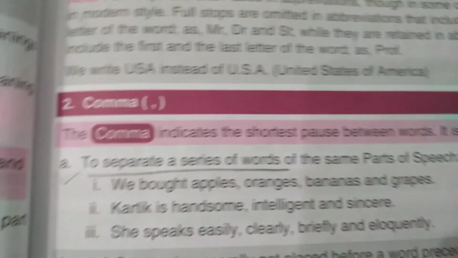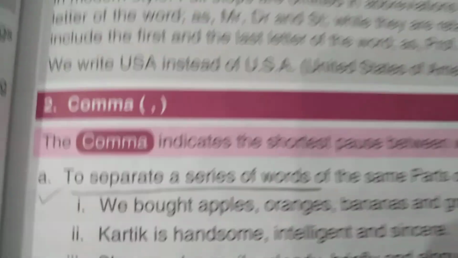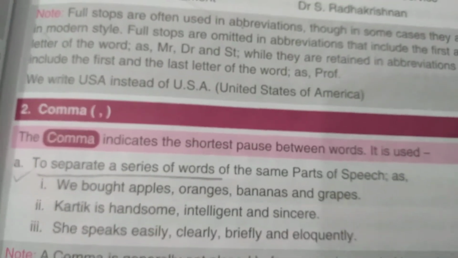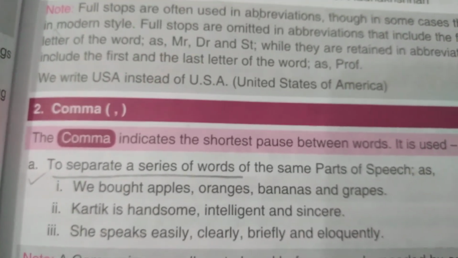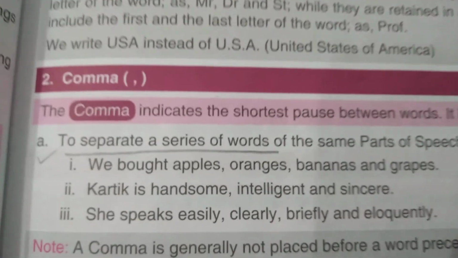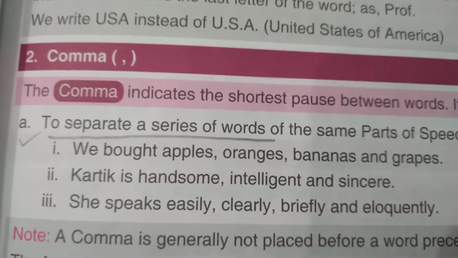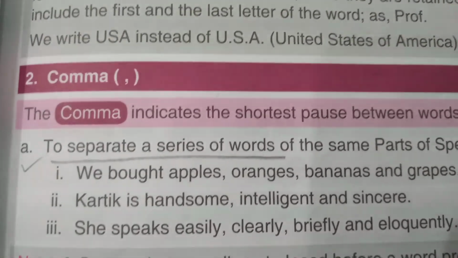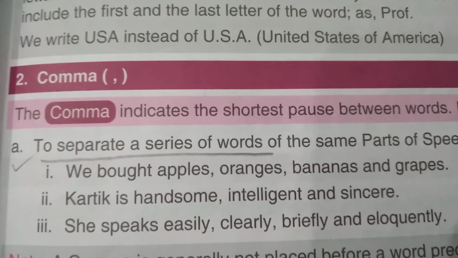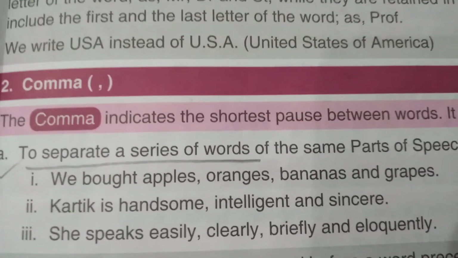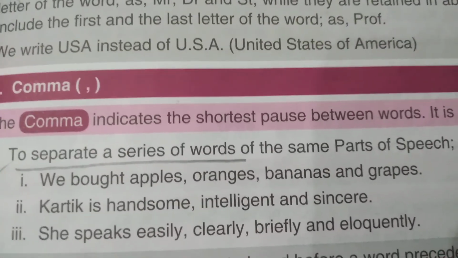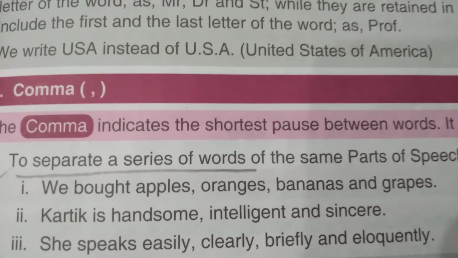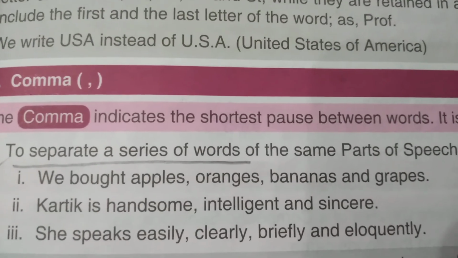Now, the next punctuation mark is comma. You can see the symbol of comma. It indicates the shortest pause between words. So, the use of comma is to separate a series of words. If there are many words of the same series, then they can be separated with the help of comma. For example, we bought apples, oranges, bananas, grapes. Because these words are similar, we have put commas in between all these words.